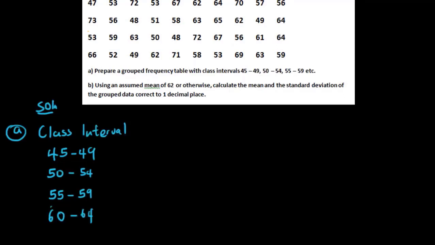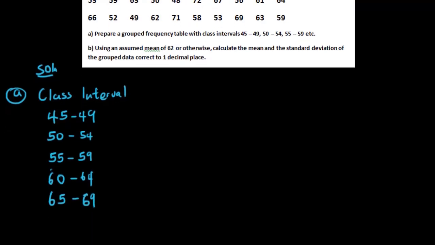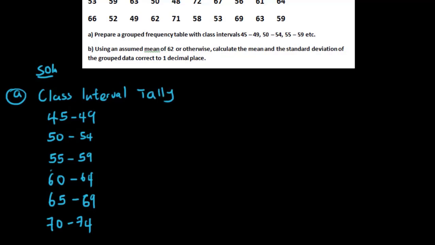Then we have 65 to 69. Then we've got 70 to 74. Remember, the highest number is 73, so we'll be fine with this. Now, the next thing we are going to have, the next column will be tally. So we are going to turn this raw data to group data. So can we do that?